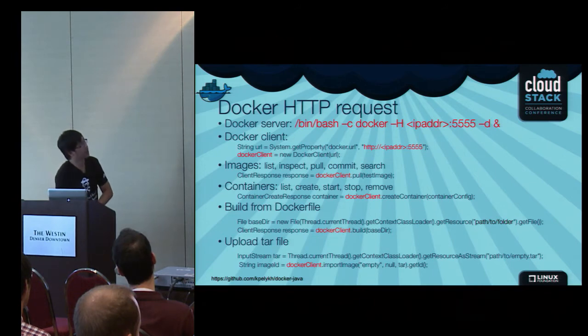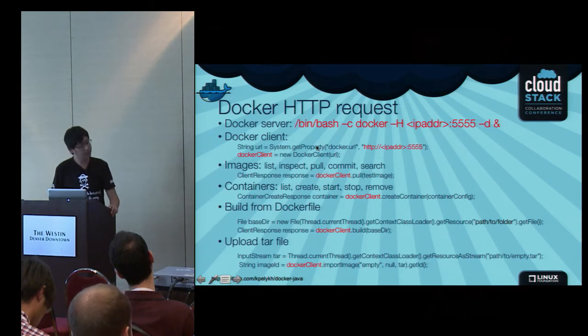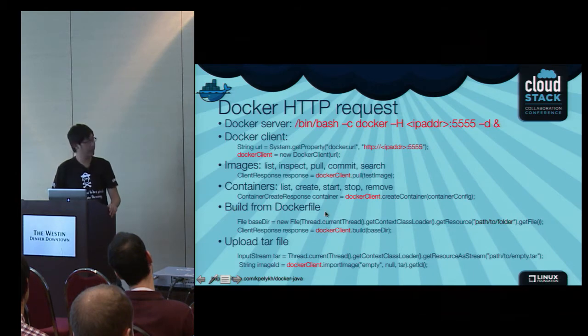Here is more detail about the Docker HTTP request. On the Docker hypervisor host, you have to run the Docker service listening on a specific TCP port. For example, I use 5555. In the Docker client, you specify the URL and create the Docker client, for example for list or inspect image, and for provisioning a container, or you can build from Dockerfiles, or you can upload from a tar file. Make sense?